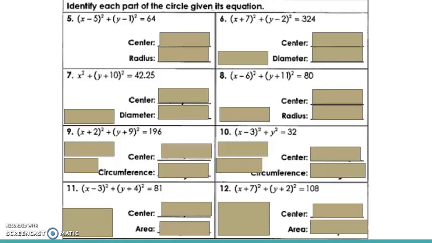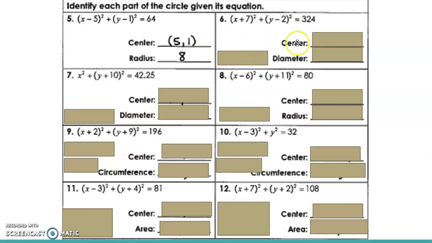We can also just look at equations and figure out what the center is. Sometimes it'll ask us for a radius or a diameter, but we can also do circumference and area using what we know about circles. Let's start with number 5. In this case, it's just asking for the center and the radius. Looking at my h and my k, the center is (5, 1). And for my radius, I square root 64 to get 8.